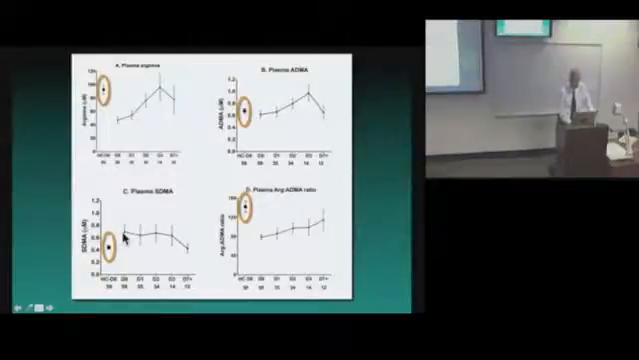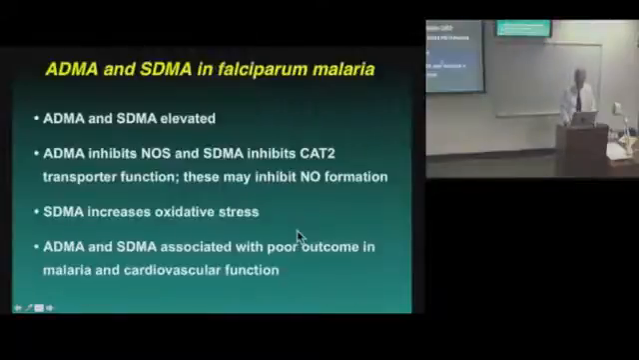But the SDMA is elevated, and it stays elevated for maybe 3 to 4 days, and eventually comes down. And then this arginine to ADMA ratio, which is a general ratio that reflects nitric oxide availability, is low for numerous time points. So the general message here is that these arginine derivatives, the methylarginines, are elevated in malaria, and they appear to influence nitric oxide bioavailability.